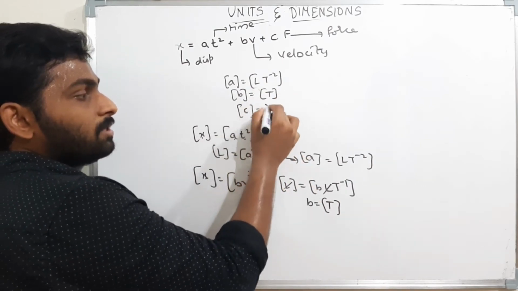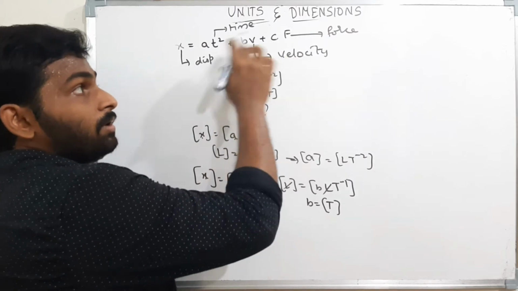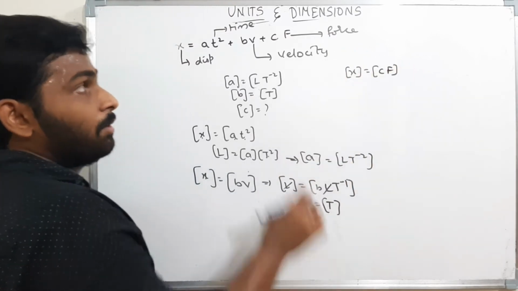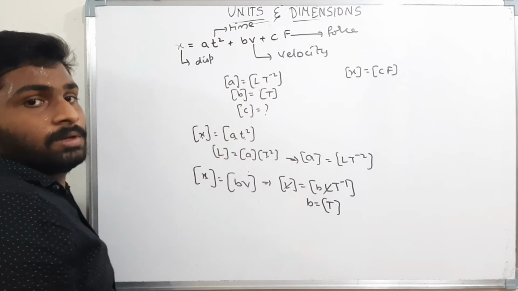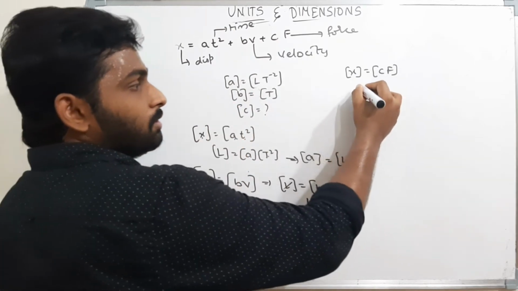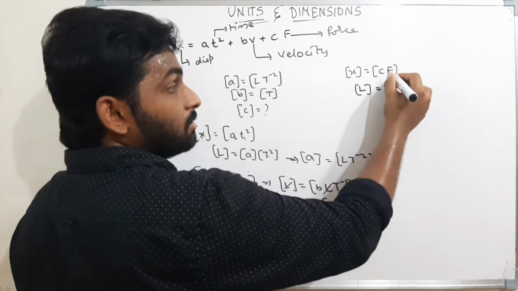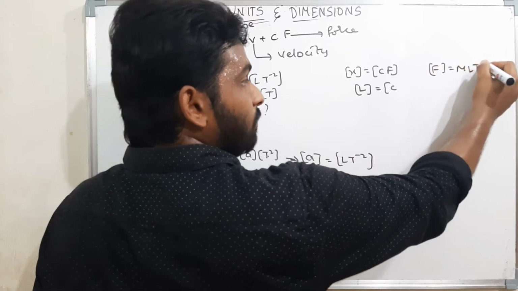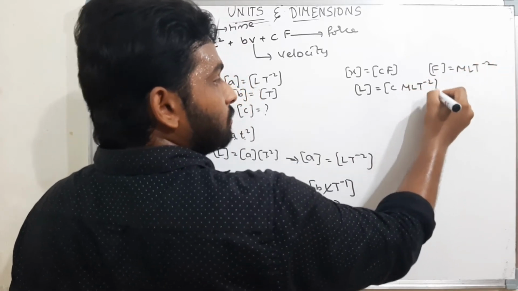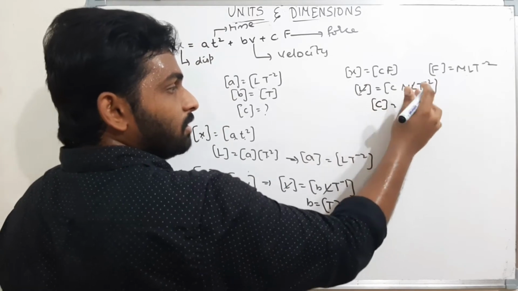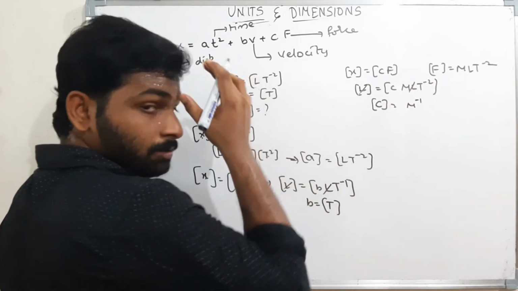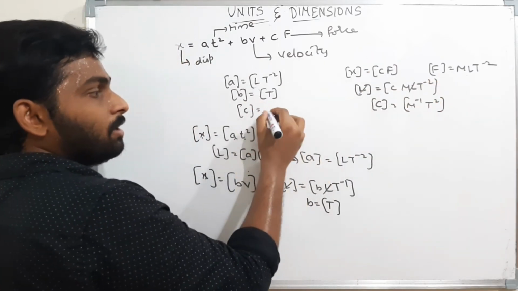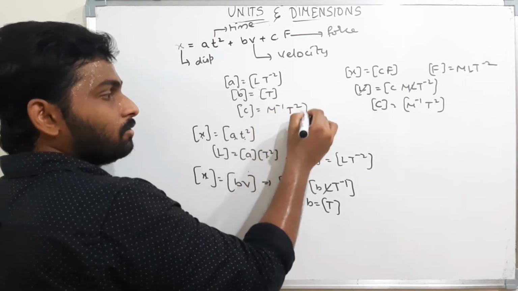Now, what is the dimension formula for C? How can I find it? Equate them. The dimension formula for x must be equal to the dimension formula of C into F, because of the principle of homogeneity. Therefore, the dimension formula of x is L, which must be equal to C into the dimension formula for F. F is force, which is mass into acceleration, so it is M L T^-2. L cancels off. What is C? Sending this to the other side, you will get M^-1 T^-2, and when it goes to that side, you will get T². Therefore, the dimension formula for C is nothing but M^-1 T^2.